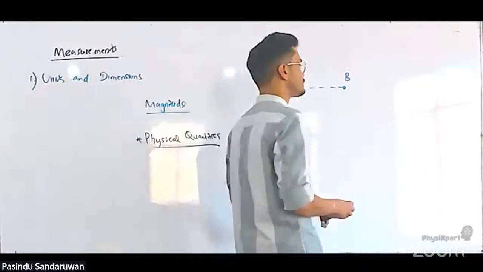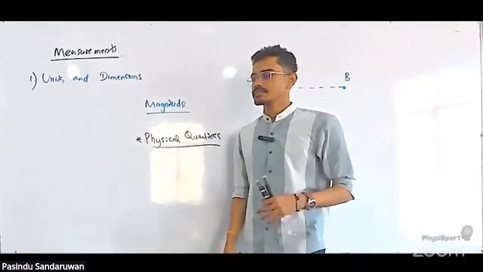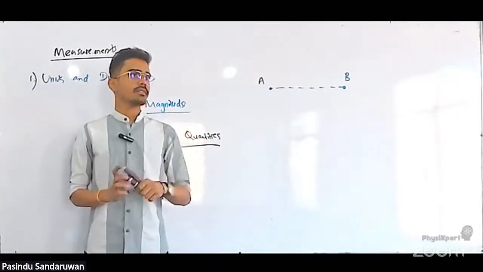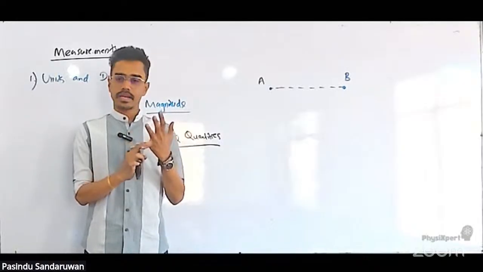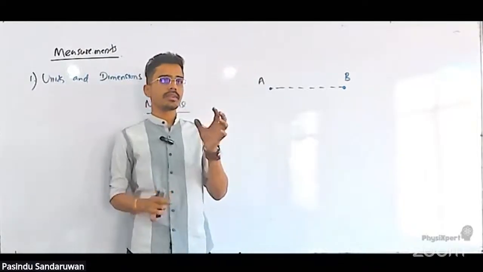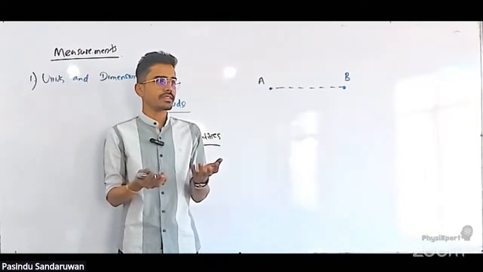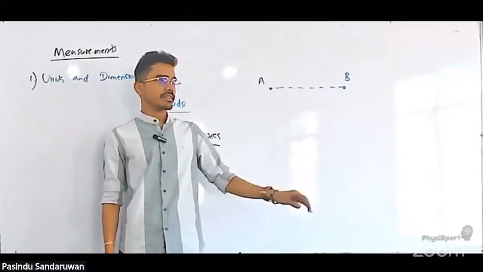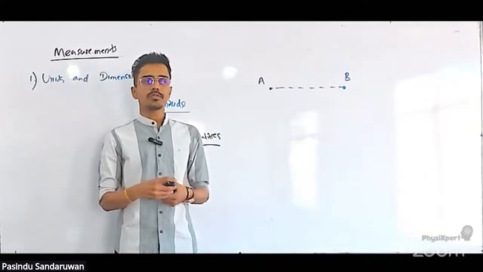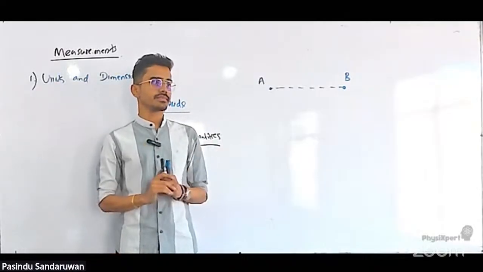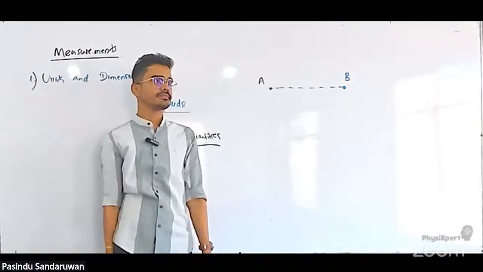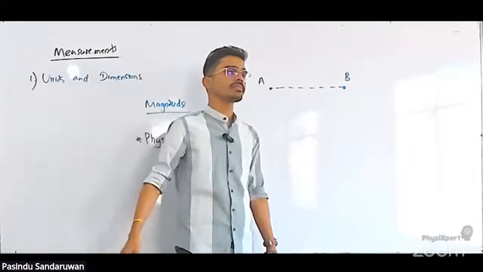Right, listen now. When it comes to physical quantities, there are two types we can find in the real world. The first set is called the fundamental quantities. The word fundamental means a baseline. Baseline means they cannot be derived using any other physical quantities. Using fundamental physical quantities, other physical quantities are developed. Such quantities are called fundamental quantities.